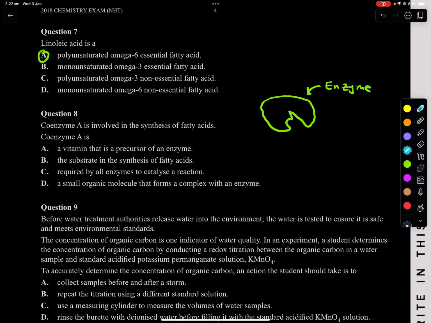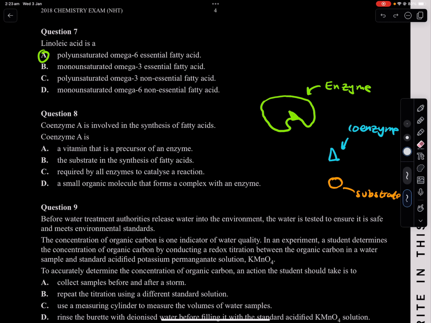A coenzyme is like a little organic compound that shoves itself into the enzyme. So this is your coenzyme. And for example, this would be your substrate. What the coenzyme does is it shoves itself inside there and fixes itself up, so it fills up the space over here. Now this substrate can easily fit into this part over here and a reaction will occur. So, yeah, that's pretty much what it does.